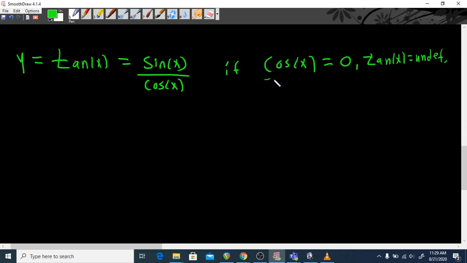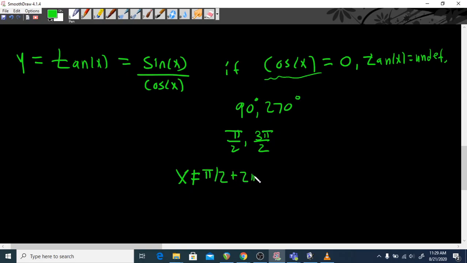Okay, and so what angles have a cosine of 0? Well, it's going to be 90 degrees and 270 degrees. And in radians, that's just pi over 2 and 3 pi over 2. Okay, but remember, these are periodic functions. They go forever, right? So it's going to be x cannot equal pi over 2 plus any multiple of 2 pi. And then x cannot equal 3 pi over 2 plus any multiple of 2 pi.